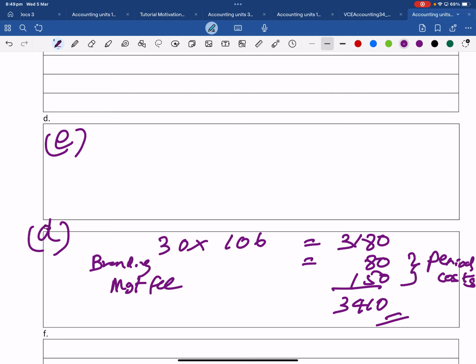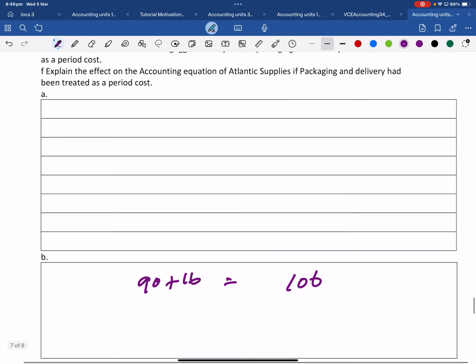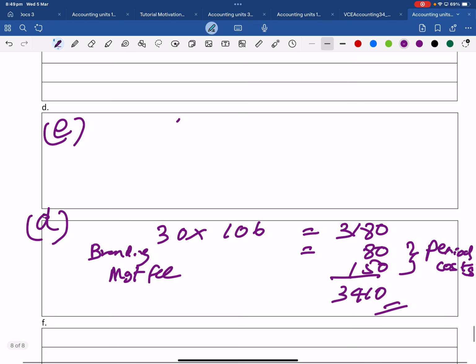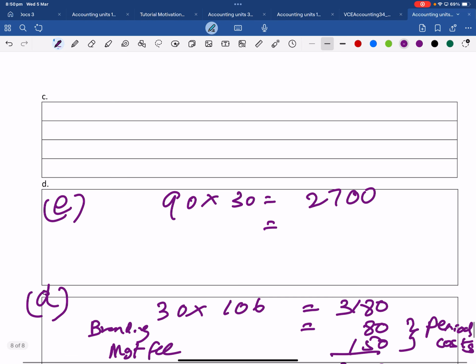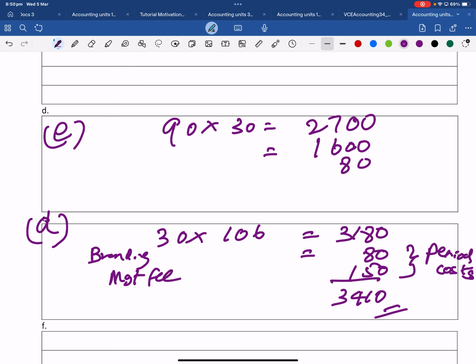Right. If it was a period cost, this 16, they are saying period cost, then what will happen? It will be just 90. 90 times 30, which becomes 2700. And then that entire cost will become, how much was the entire cost? 1600 will become period. So 80 and 150. Does that make sense? 4530.